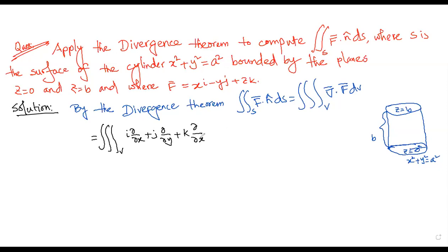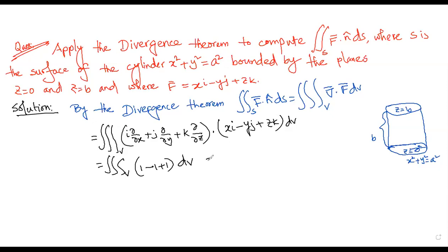So we can write del dot f is x i minus y j plus z k dotted with it, and we know that this is f. So we have the volume integration, and the dot product is 1 minus 1 plus 1, dv. So we can write this as a number times dv, where dv means dx dy dz.